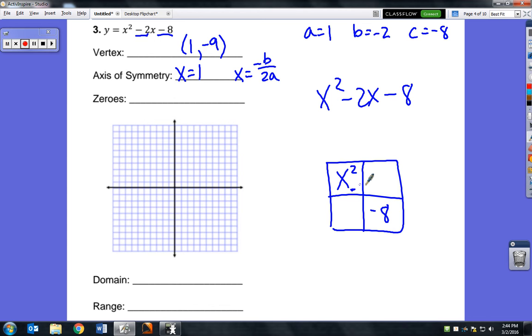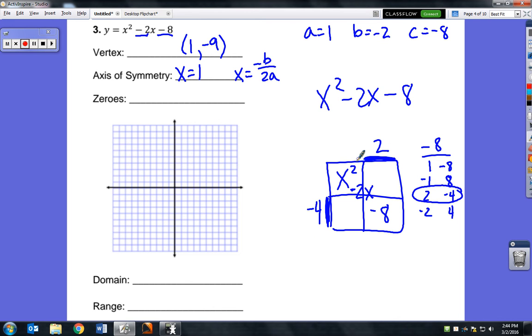And these two boxes are going to add to be negative 2x. This side and this side length need to multiply to be negative 8. So some things that multiply to be negative 8 are 1 and negative 8, negative 1 and 8, 2 and negative 4, negative 2 and 4. Now I'm looking for numbers that will add to be negative 2, which would be this pair right here. So I'm going to put a 2 and a negative 4 here.